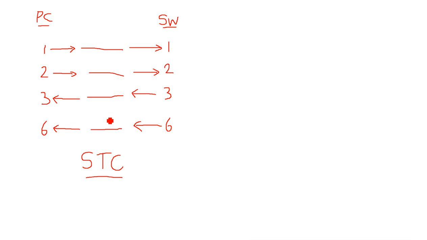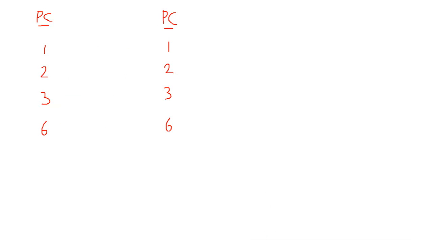Now if we want to connect the same devices, that means a PC at one end and a PC at the other end also. Remember, if both devices are the same, they will work similarly. Similarly means if the PC is sending the data from 1 and 2 and receiving the data from 3 and 6, the other one will also do the same thing. This is also a PC, so it will also send the data from 1 and 2 and receive the data from 3 and 6.